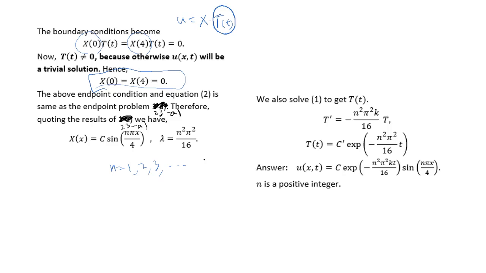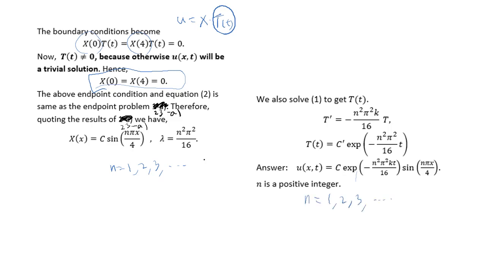If you solve this with this lambda plugged in, this is your T, and now putting them together, if X and T are multiplied together, then you end up with this. I just put c prime times c as just a constant. It's just some constant, so I'm just putting it as c. So that's your solution. And here, n has to be a positive integer. In other words, n has to be 1, 2, 3.